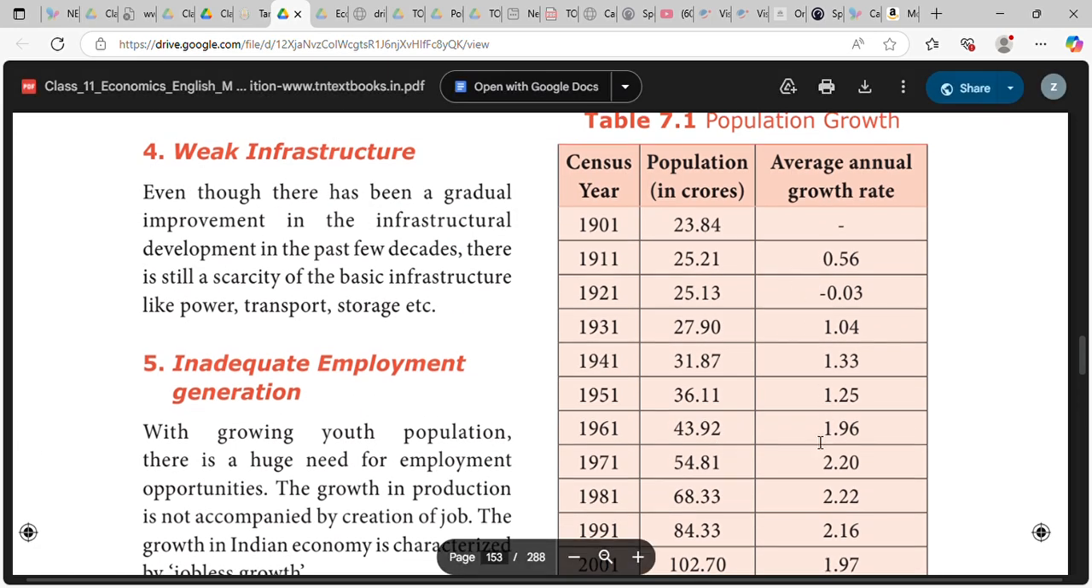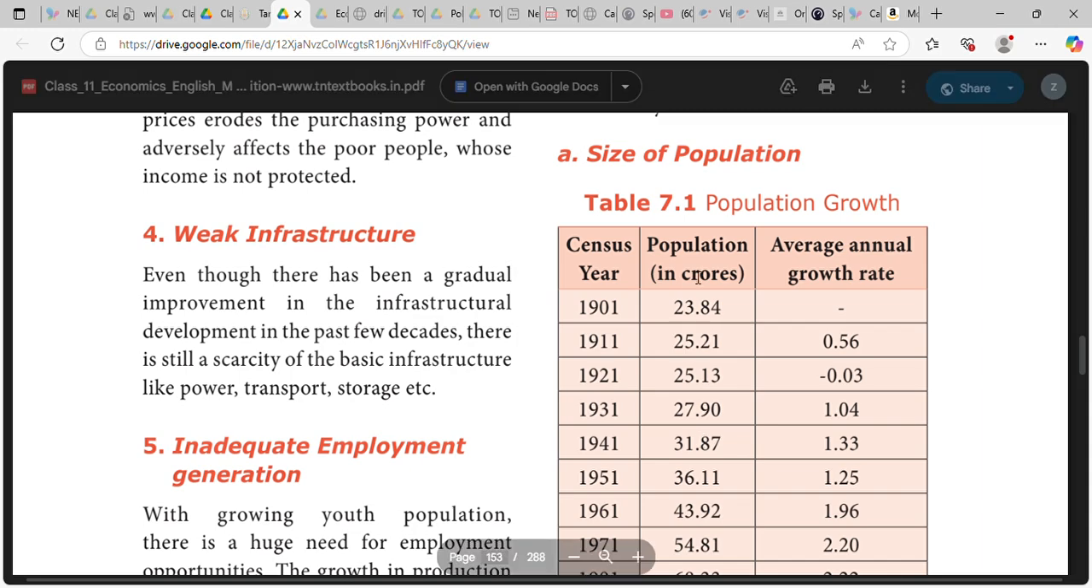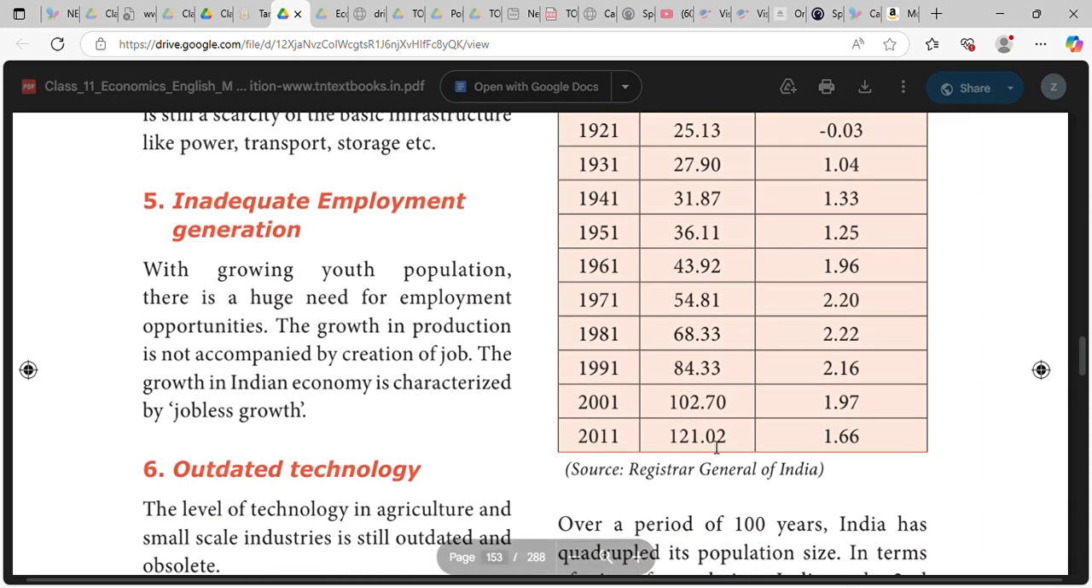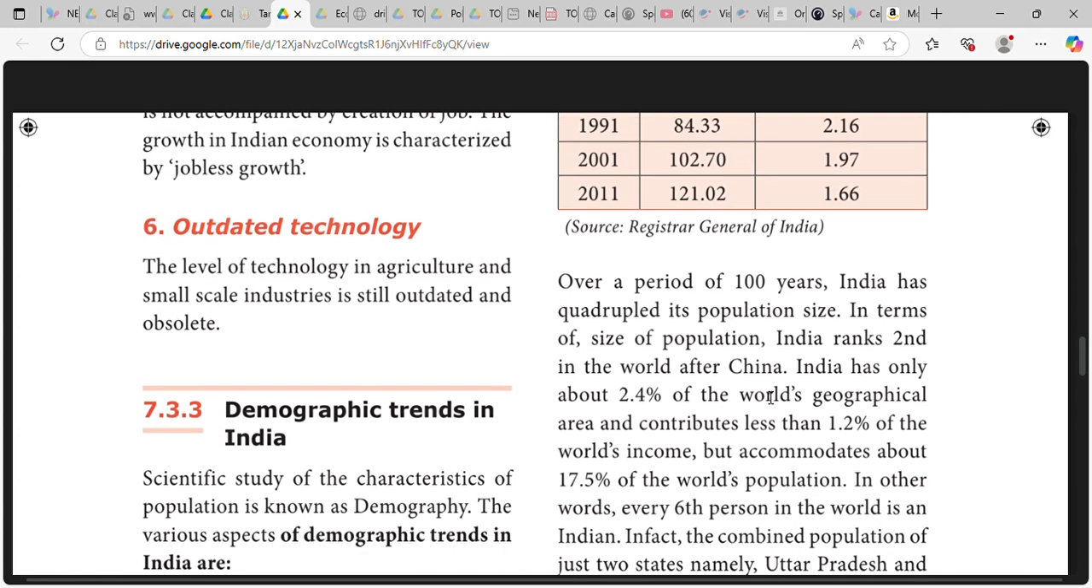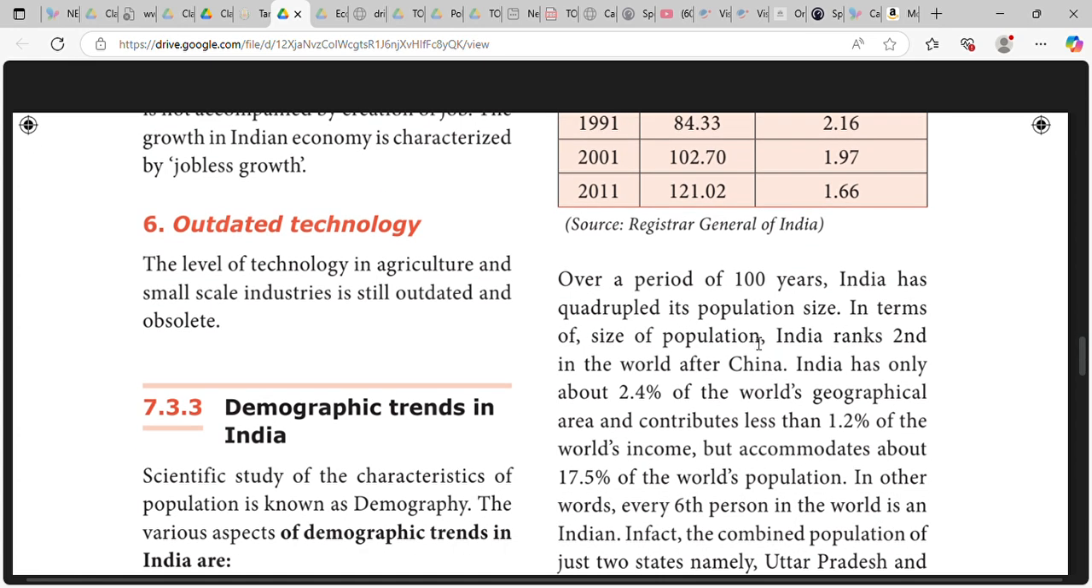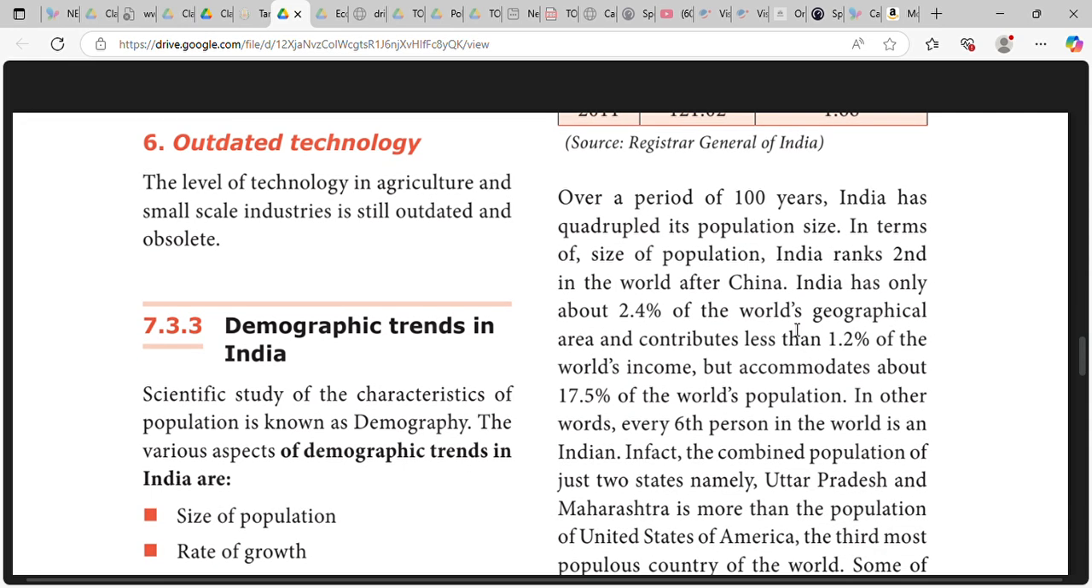Population growth in India. In 2011, the annual growth rate is 1.66. Population of India is 121.02 crore. Over a period of 100 years, India has quadrupled its population size. India ranks second in the world after China.